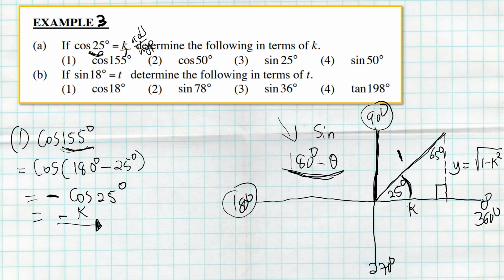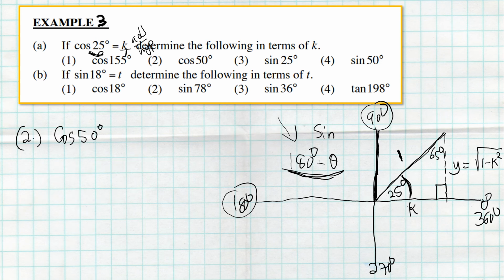Okay, let's go to number 2. Cos 50 degrees. Can you see? You are given cos 50 degrees. This one is an interesting one because it also calls for knowledge of double angle that we just covered in the previous session, in section 3, part 3.